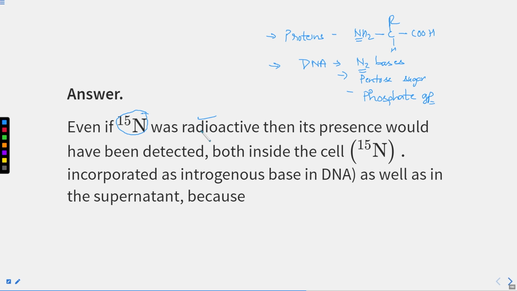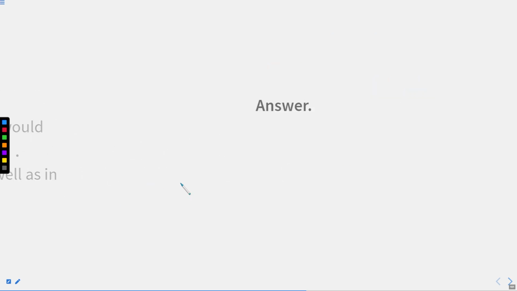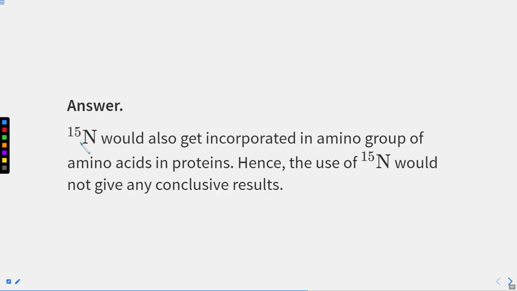So even if the nitrogen was radioactive, its presence would have been detected both inside the cell, meaning in the DNA, as well as in the supernatant, which consists of the proteins. N15 would also get incorporated in the amino group of the proteins. Hence, the use of N15 would not give any conclusive result, because N15 will be incorporated in both proteins and the DNA. So it will be present inside the cells, in the DNA, and it will be present in the supernatant also, where proteins are present.